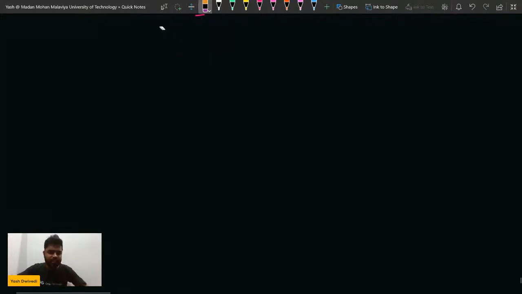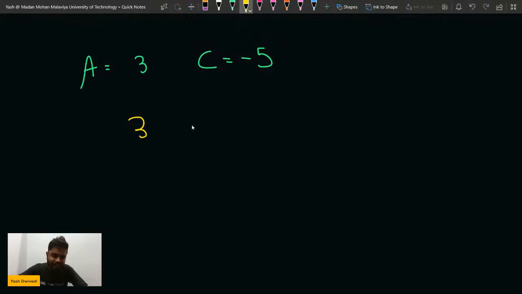Now, what can be the other scenario? Let's say a starts from 3, and the common difference has been given as a negative value, let's say -5. So the series will look like 3, then -2, then -7, then -12, right? So 3 minus 5 will be -2.